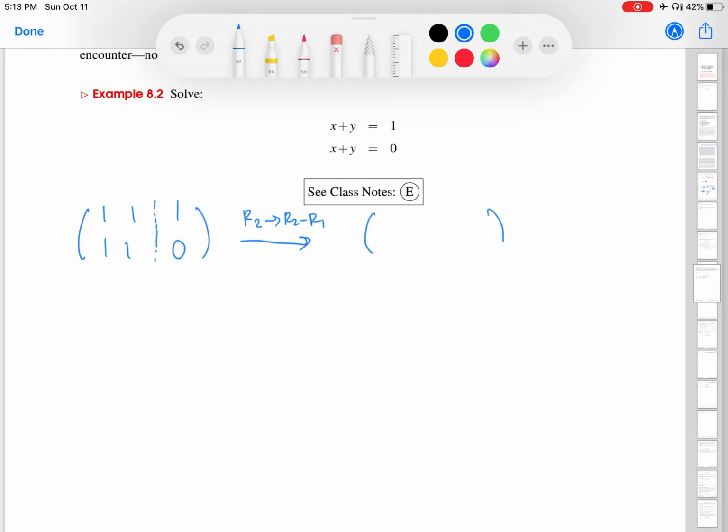Okay, so I'm going to subtract the first row from the second row. I don't change the first row, so there we go. Great, and then I do 1 minus 1, that's 0. 1 minus 1, that's 0. And then 0 minus 1, that's negative 1. And you can see what the problem is here, right? I have a row down here, which if I transform it back to its linear equation form, I would have 0x plus 0y, in other words 0, equals negative 1. And that is, again, not a true statement. So that is telling me that the system has no solution.